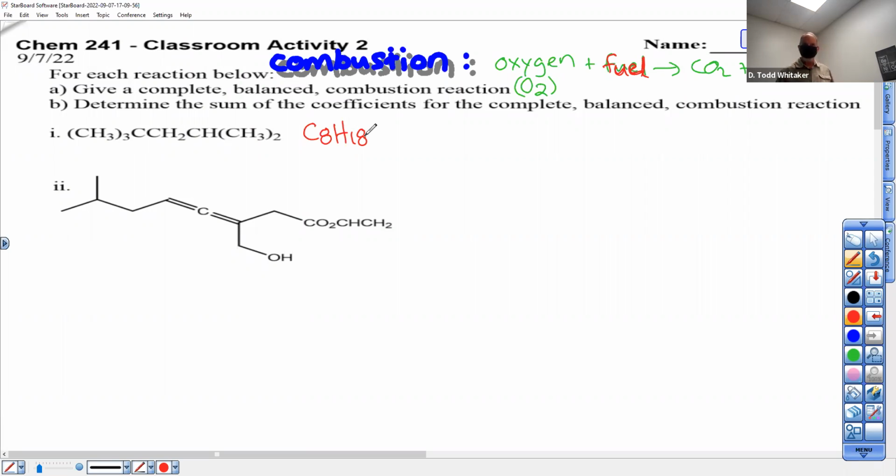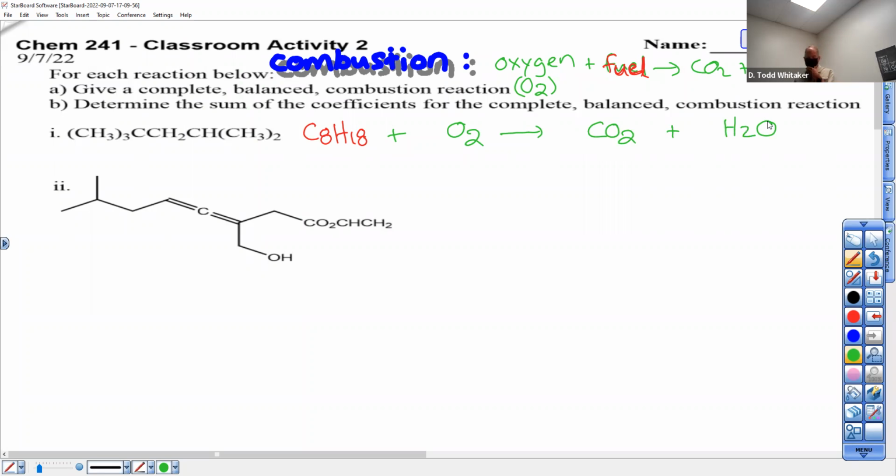So, C8H18. What's the other reactant? Always? Oxygen. What are the two products always? Because you got to come up with these. I'm not going to have them on the test. There you go.